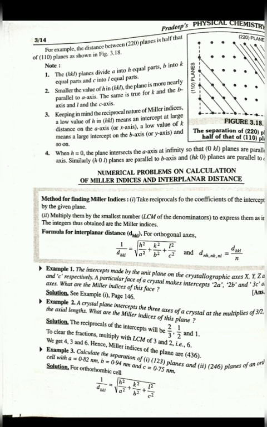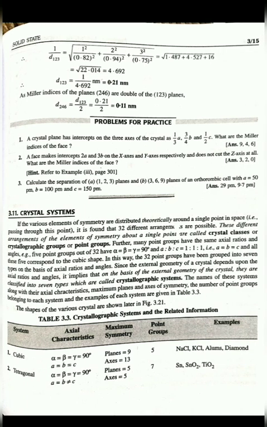Fourth, when h is equal to 0, the plane intersects the a-axis at infinity, so 0kl planes are parallel to the a-axis. Similarly, h0l planes are parallel to the b-axis and hk0 planes are parallel to the c-axis. Now there are some numerical problems based on Miller indices and interplanar distance.